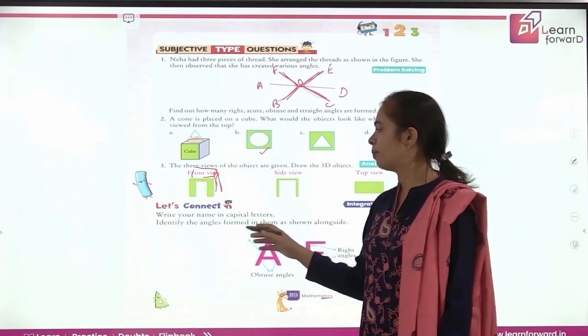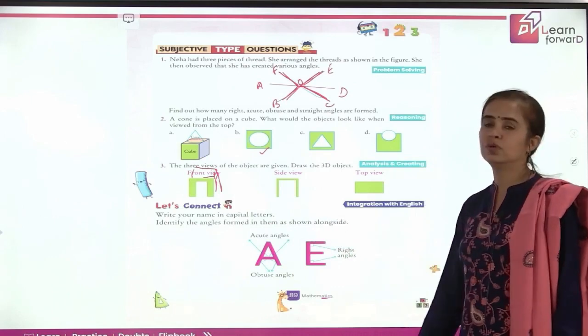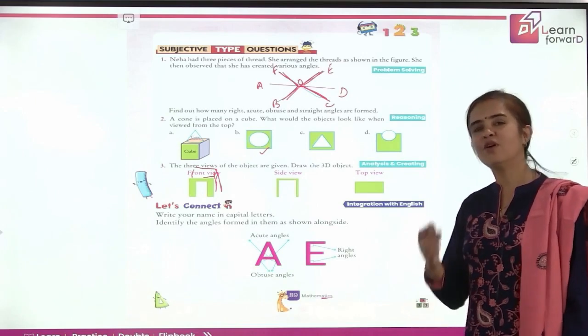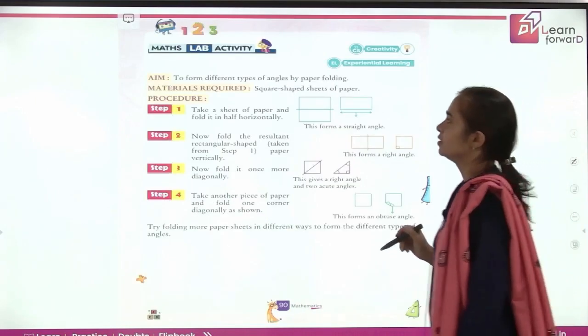Write your name in capital letters. Identify the angles formed in them as shown alongside. So write your own names and then have this fun activity with all the letters of your name. Identify the different angles there in the letters.